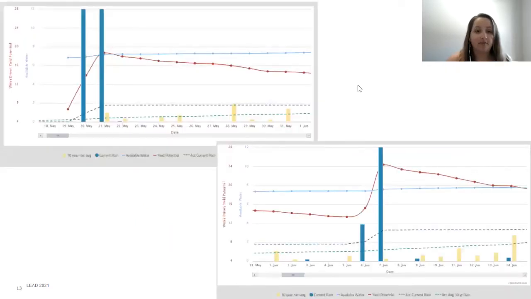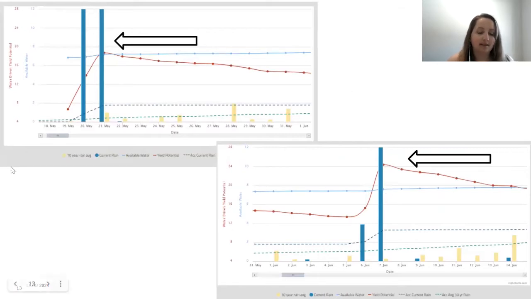Okay, to start off, we are starting at just after time of extraction. So May 19th, the top left here, there was a rainfall event right after the time of extraction. We had a significant rainfall event in this field, May 20th and May 21st. So what we're looking at here is the reaction of our water-driven yield potential and our crop available water.